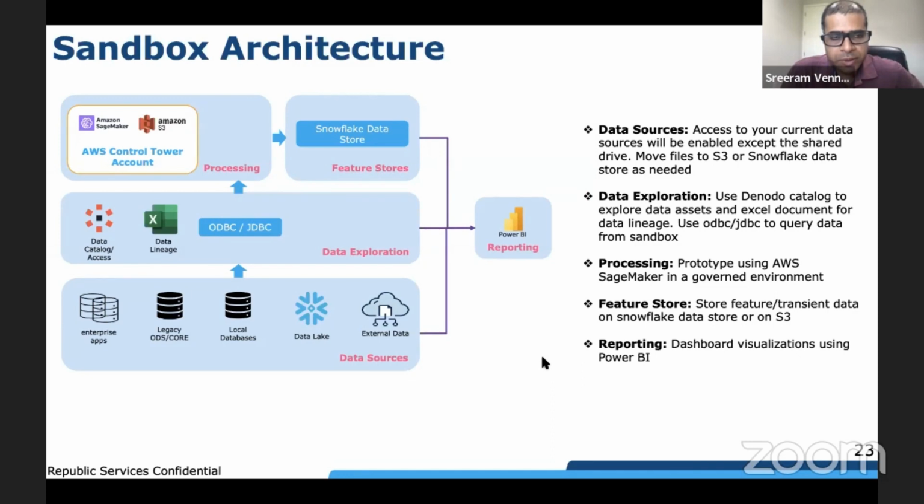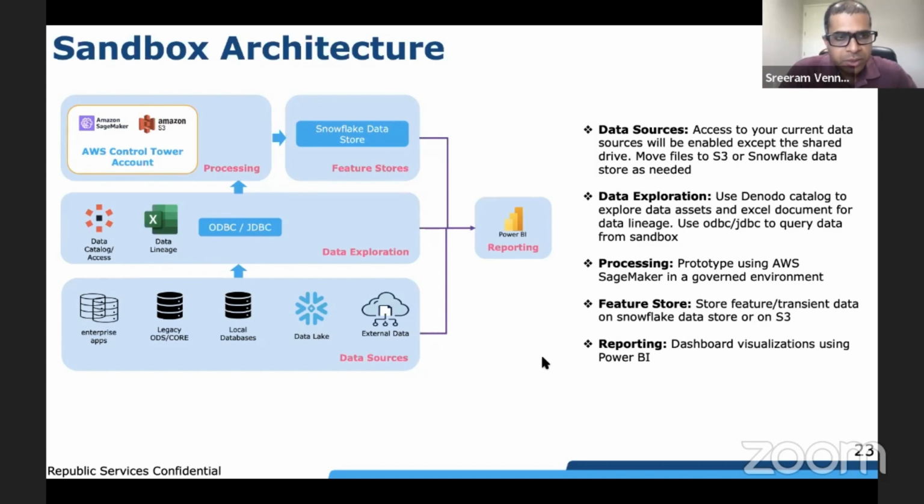So as a data team, we provide guidance on how to get access to the data assets, explore through the data catalog, and once they find the asset they are looking for, they can start working on any particular data product. So data exploration is enabled through Denodo, ODBC, JDBC, or lineage that we defined throughout the data pipeline.